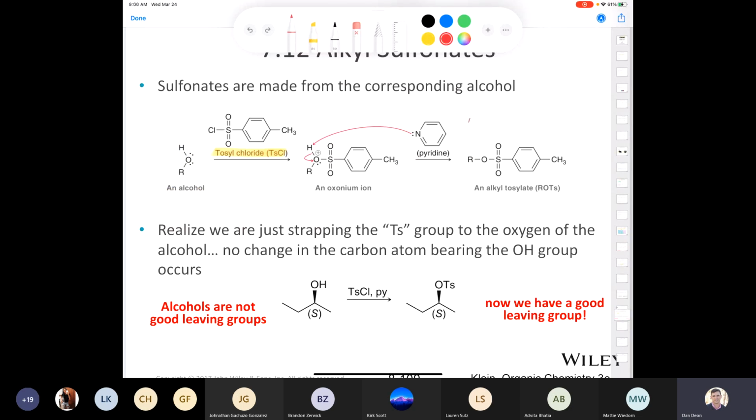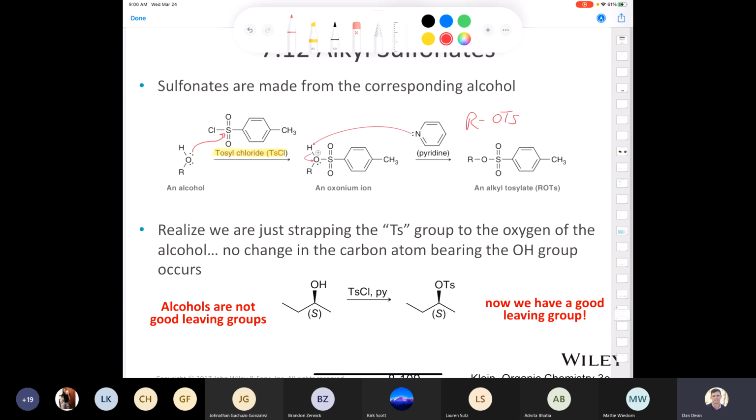And again, this is the same thing as ROTs, which is shown here. So you're going to see mostly the acronym. Now, remember that this mechanism that's occurring is happening on the oxygen. The oxygen is acting as the nucleophile in the first step. Now, they've left it out here. I'm not going to draw the whole thing, but that reaction is occurring on the oxygen, so there's no change to a chiral center.